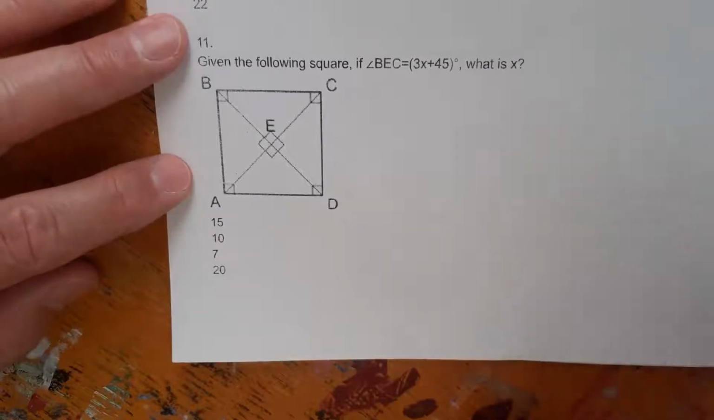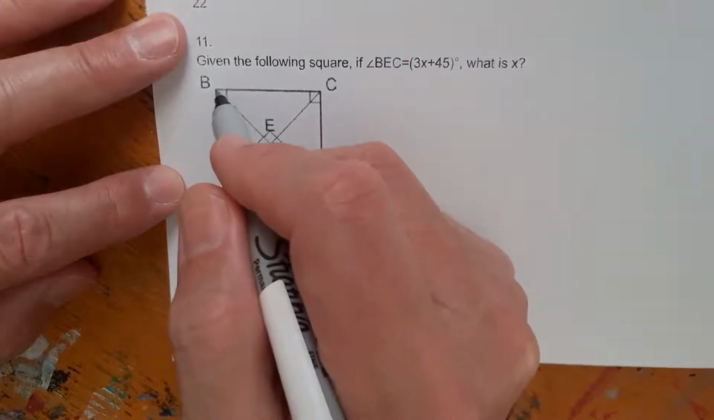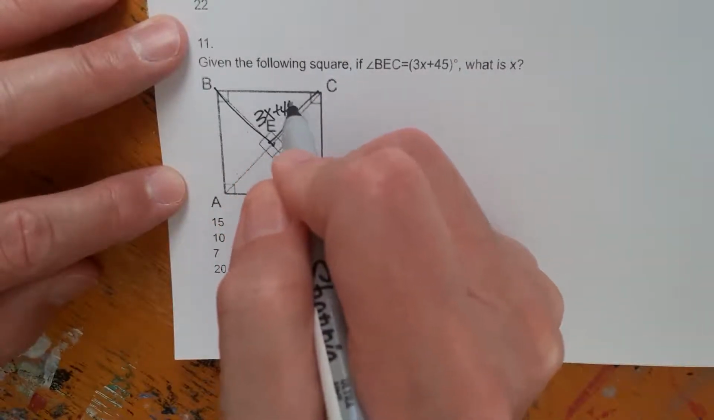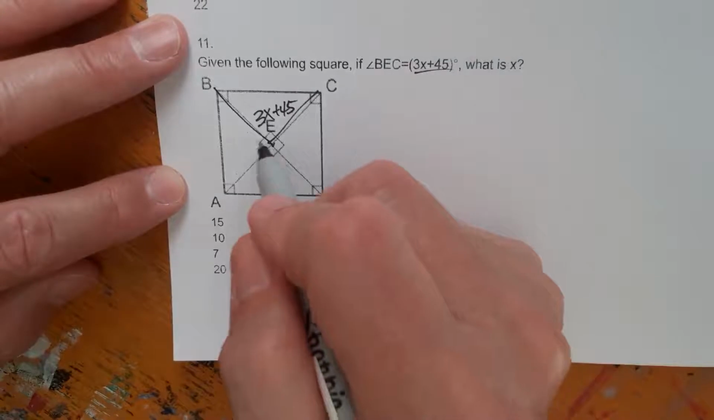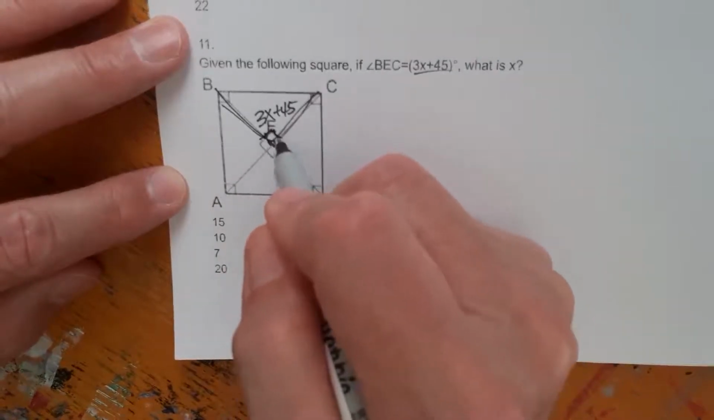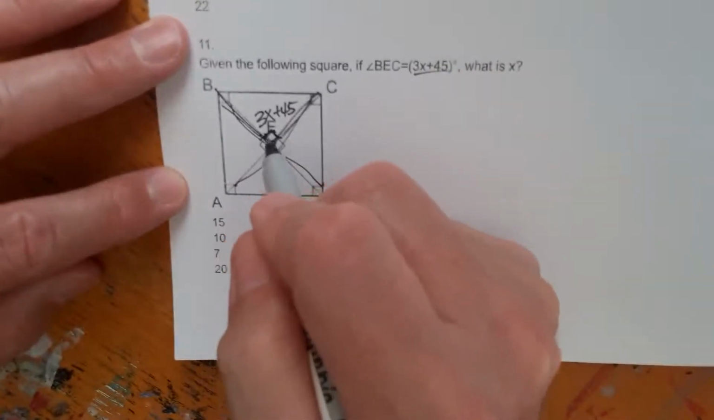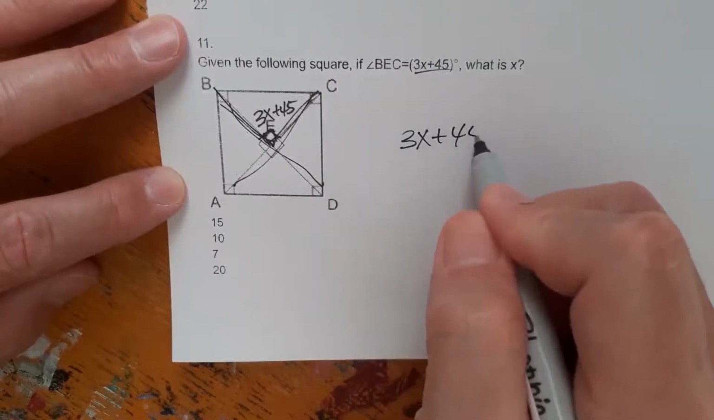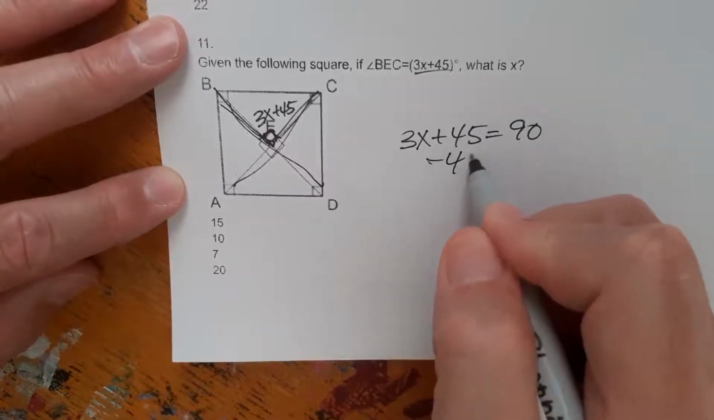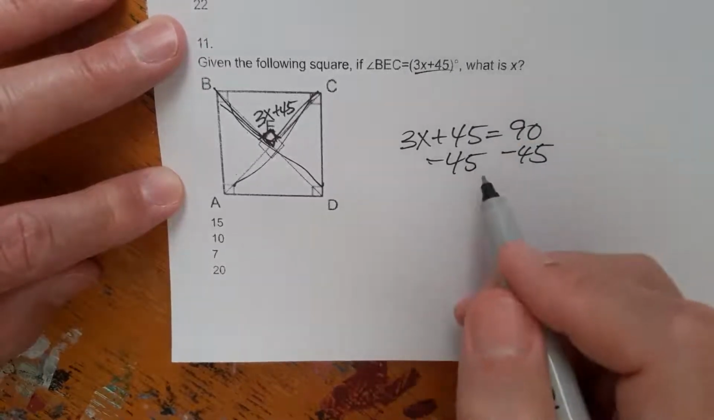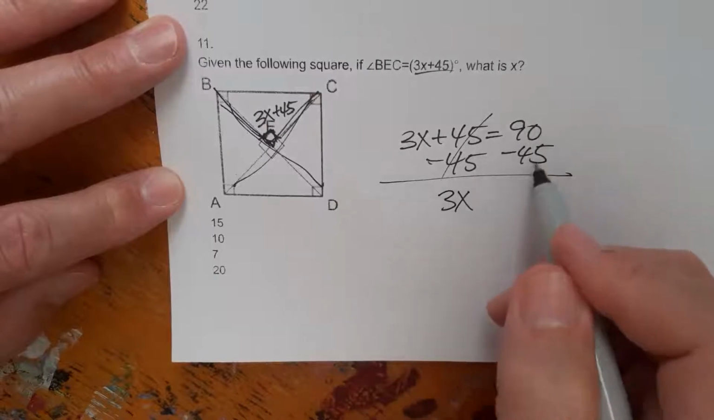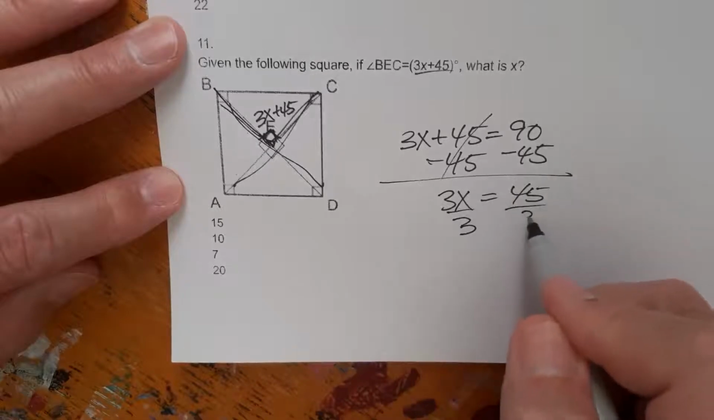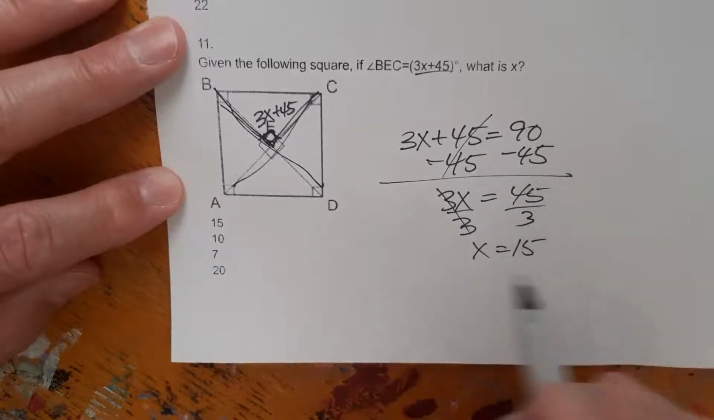Given the following square, if angle BEC is 3x plus 45, what is x? Well, we know that this is 90 degrees here, right? That's what happens in a square when you have diagonals. They intersect at 90 degrees. So 3x plus 45 equals 90, minus 45 from both sides. 3x equals 45, 90 minus 45 equals 45. Divide both sides by 3, and x equals 15.